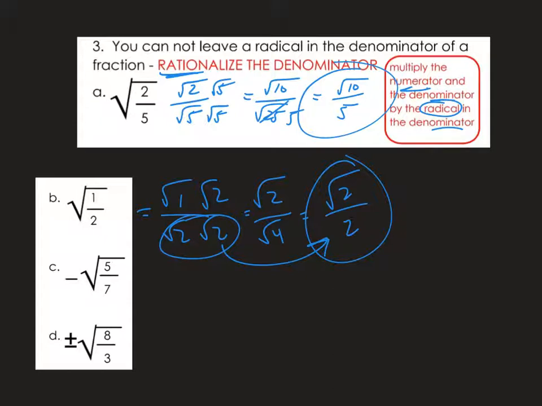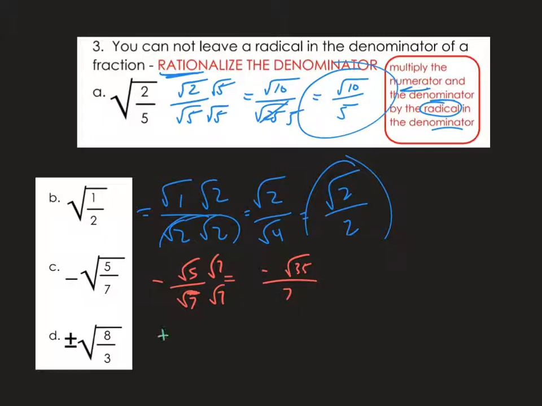Next one, we have a negative. No problem. Let me clean up the space a little bit. We have a negative rad 5 over rad 7. Where does that negative go? Out in the front. The whole value of this thing is negative. It's not attached to the 7 or to the 5. The value of rad 5 divided by rad 7 is negative. Now I'm going to multiply by rad 7 on top and bottom, and I get negative rad 35 over 7. And that's about it. So we're going to move on.